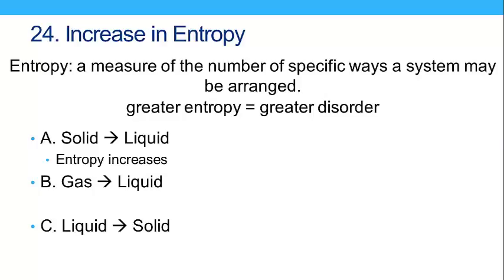In the case of a gas becoming a liquid, this is where a gas, which is very disordered, is becoming more ordered as a liquid. So the disorder is decreasing, entropy is decreasing. In the case of a liquid to a solid, again, we're going from less ordered, a liquid, to a very ordered solid, so entropy is decreasing.